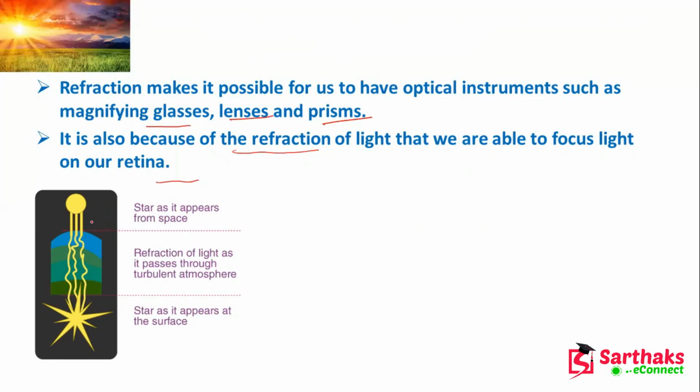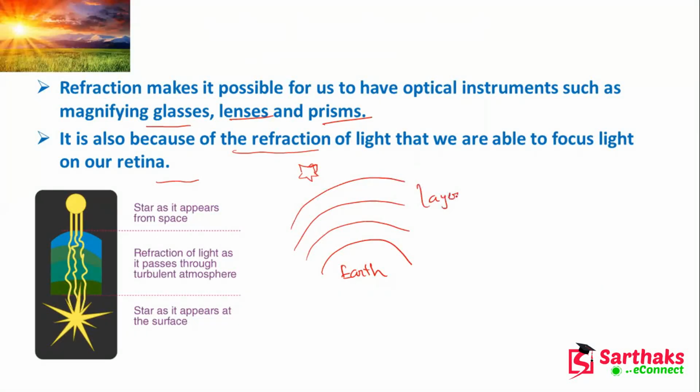Now, here you can see that the stars are in a very distant area in space, and refraction will occur. This is the earth, and here you have the star. Now what happens, there are so many layers of the atmosphere, and due to every layer there will be some refraction. There will be some refraction whenever light comes from the star.